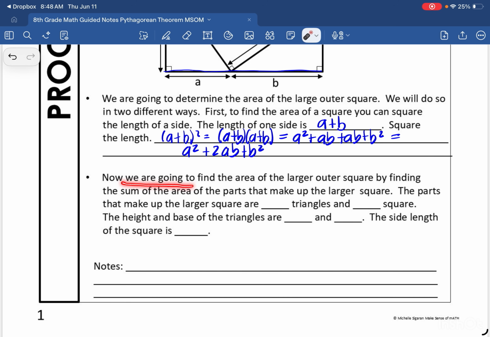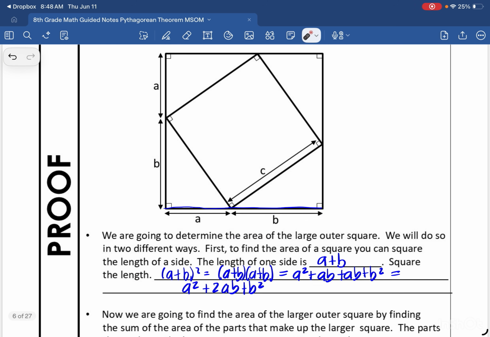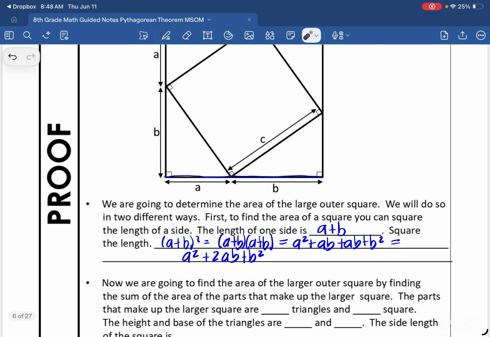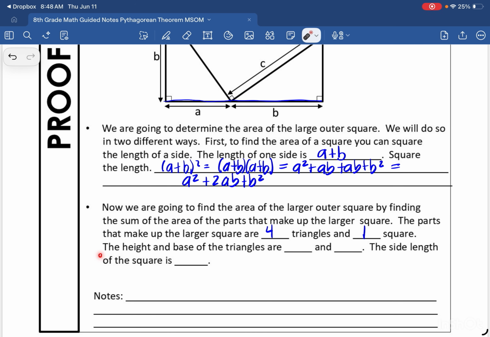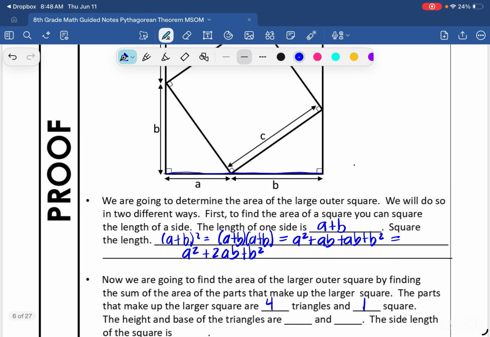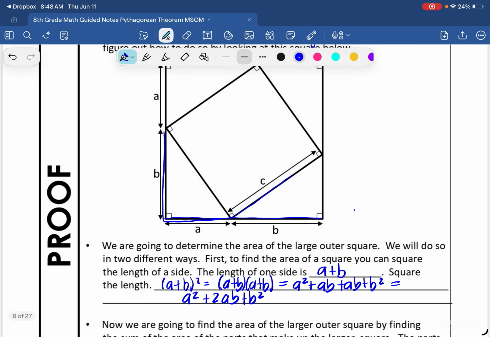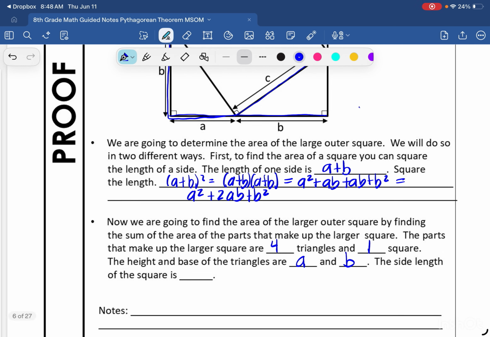Now we are going to find the area of the large outer square by finding the sum of the areas of the parts that make up the larger square. The parts are 4 triangles and one smaller square in the middle. The height and base of the triangles are A and B. The side length of the square right here is length C.